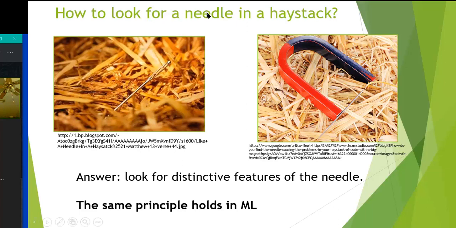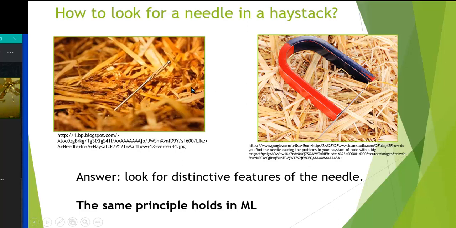How do you look for a needle in a haystack? This is a common proverb, looking for a needle in a haystack. So here's your needle, and here's the hay. Very, very difficult to find if you try to sort through the haystack and look for the needle. So what do you do? Well, one thing that will help is you get a magnet, because the needle is attracted by the magnet. Okay, so what does this mean? The magnet is homing in on a distinctive feature of the needle.